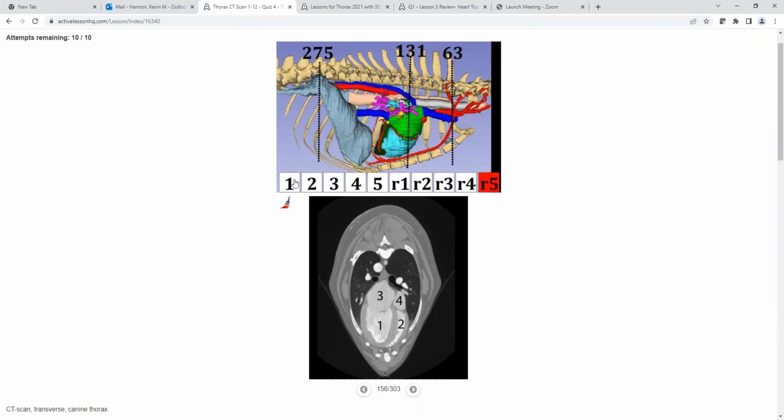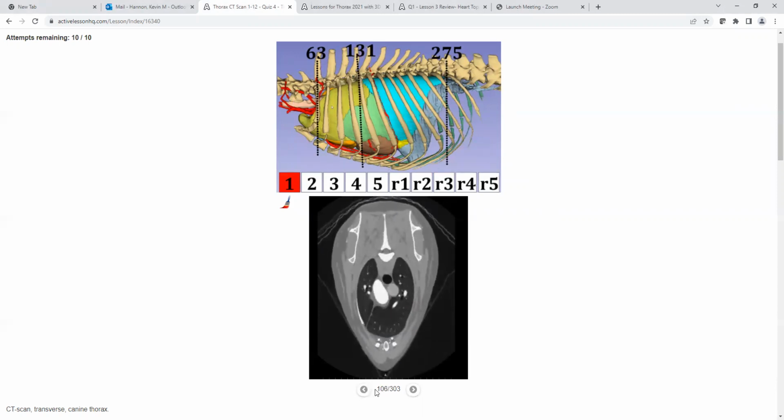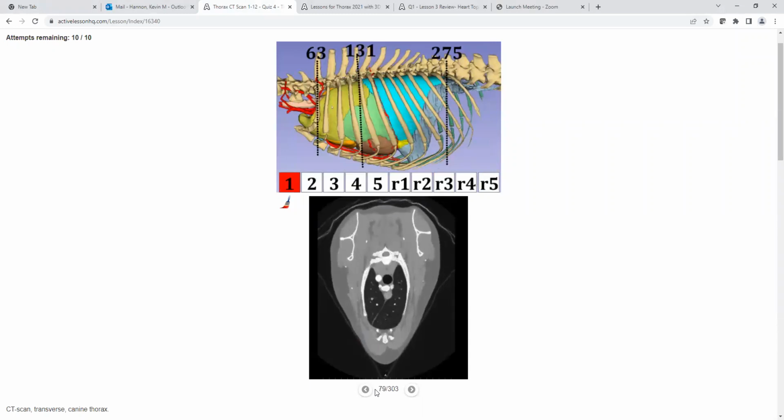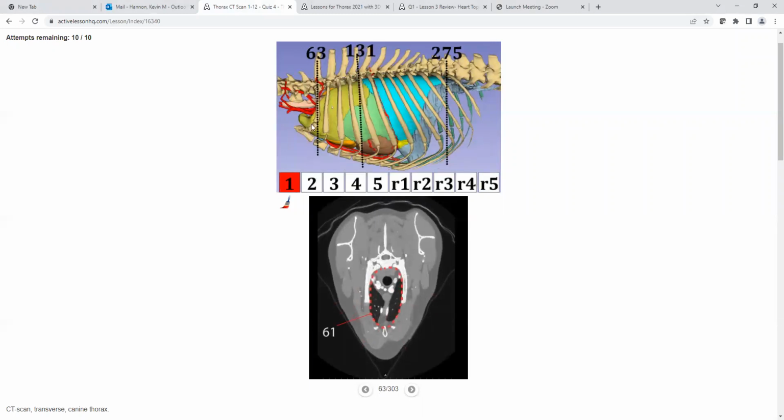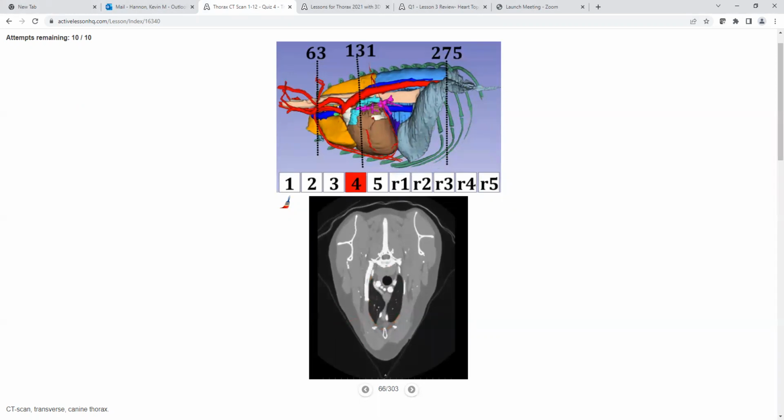And the key to this is this guide, this number 63 represents number 63 on the CT scan. So image 63 is reflected by approximately this area right here, 63 in this dashed line. So even if you go superficial to deep, these structures that you're going to see in this cross section represent what you're going to see here at 63. 131 would represent 131, 275, etc. And the ones in between you can just figure out.